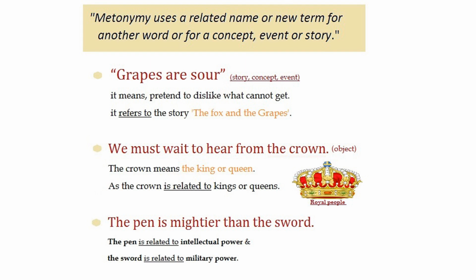We must wait to hear from the crown. Crown is an object that royal people put on head. So, the word crown here means the royals. The crown is related to king or queen. The pen is mightier than the sword. The pen is related to intellectual power or knowledge, and the sword means military power or force.